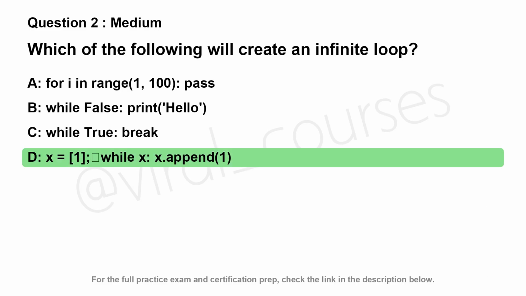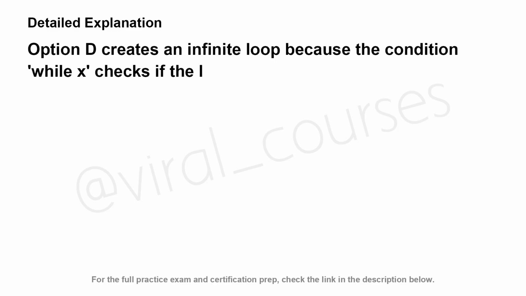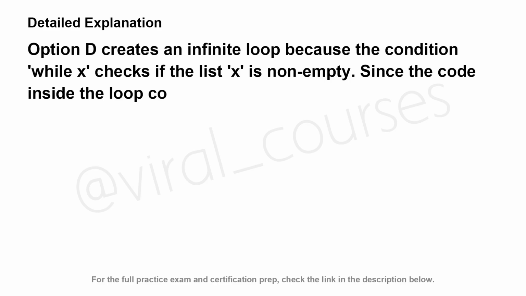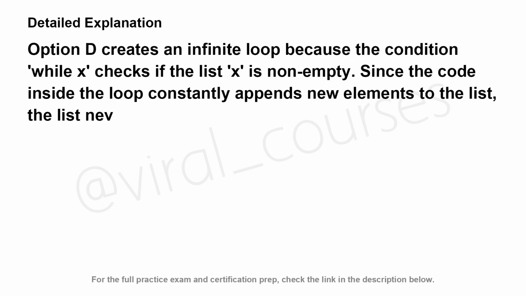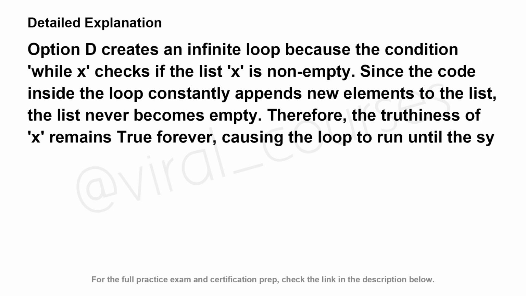The correct answer is D. Option D creates an infinite loop because the condition, while x, checks if the list x is non-empty. Since the code inside the loop constantly appends new elements, the list never becomes empty. Therefore, the truthiness of x remains true forever, causing the loop to run until the system runs out of memory.